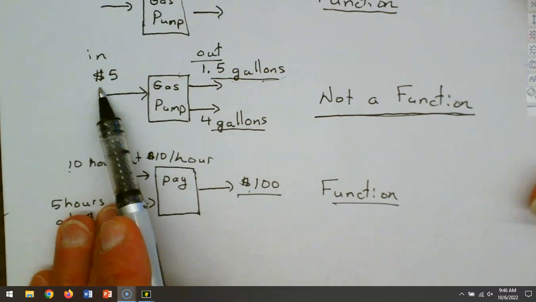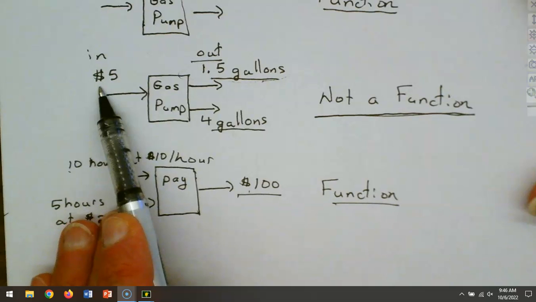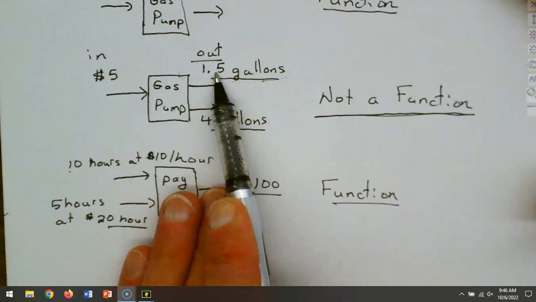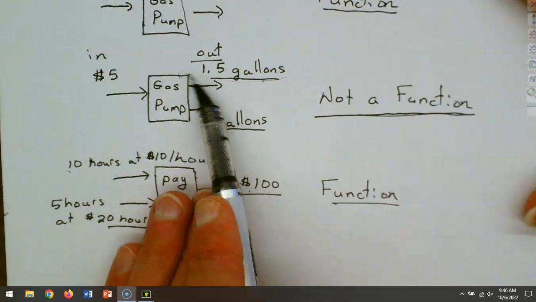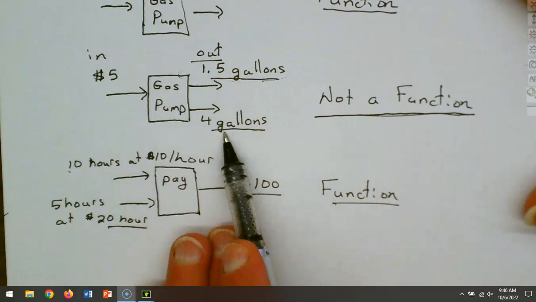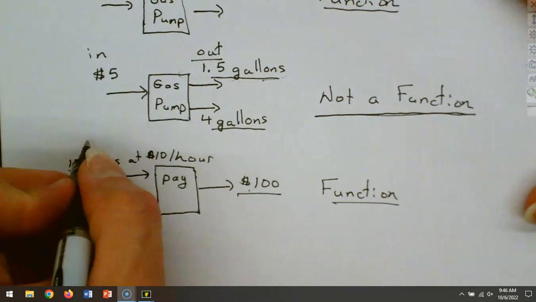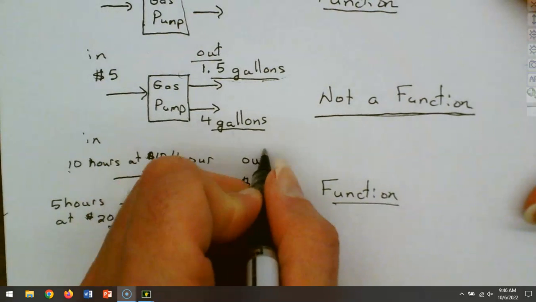Not this. Right? If I spend $5 on gas, I better get out 1.5 gallons. That's what it should be on the price. Not sometimes 1.5 gallons, other times 4 gallons. That does not make sense. Okay? Each input has to go to one unique output, because this is the in and this is the out.